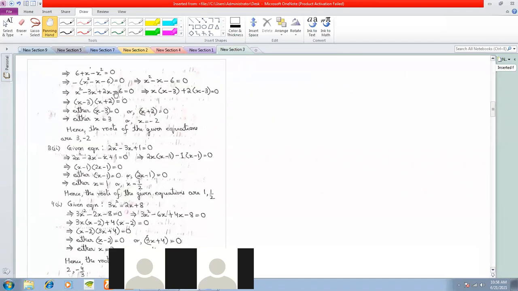Let us do this 4 part 1. 3x square is equal to 2x plus 8. Now see, these two are given on the other side. So what you do is you take this both on this side. So you get 3x square, plus 2x will become minus 2x, plus 8 will become minus 8. Now this is of the form ax square plus bx plus c. Now we can solve this.